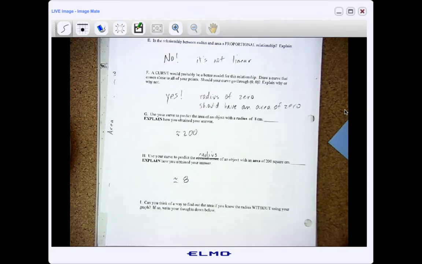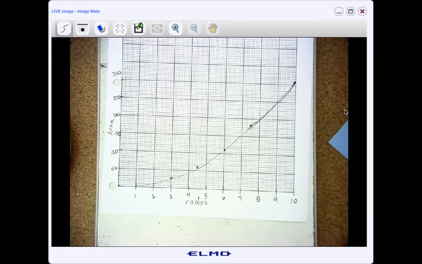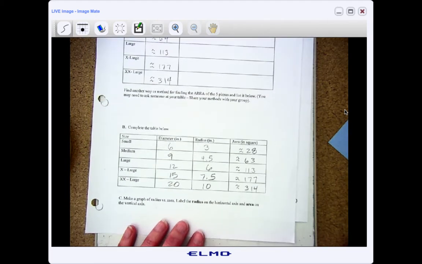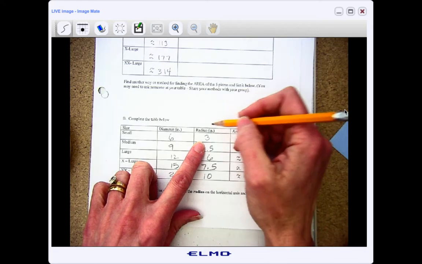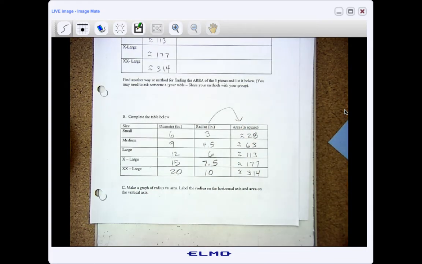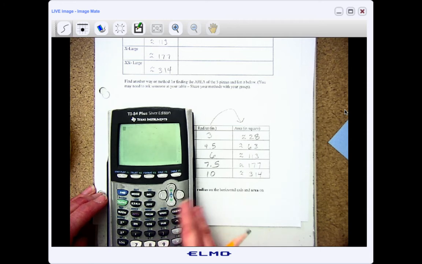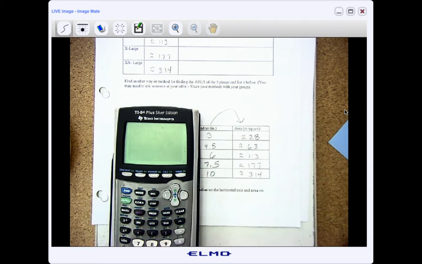Can you think of a way to find the area if you know the radius without using your graph? Write your thoughts down below. Now, this is a pretty hard pattern to see, so I think I'm going to have to just kind of show you. If I look back at my chart on the previous slide, there is a relationship between the radius and the area. It's pretty hard to see. If we were in class kind of talking about it a little bit, I'd probably take you through this. You know, it's a circle. It's got to have something to do with that magic number. What's that magic number? It's pi.